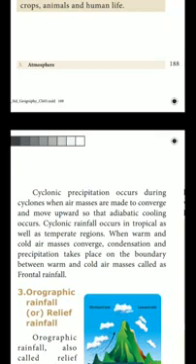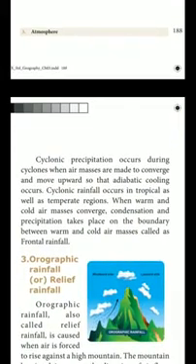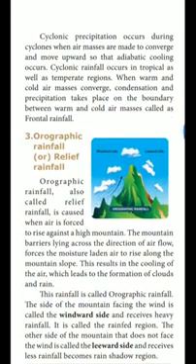How it occurs: when air masses are made to converge and move upward, adiabatic cooling occurs. Cyclonic rainfall occurs in tropical as well as in temperate regions. When warm and cold air masses converge, condensation and precipitation take place on the boundary between warm and cold air masses, called frontal rainfall. So what is another name for cyclonic rainfall? Frontal rainfall.